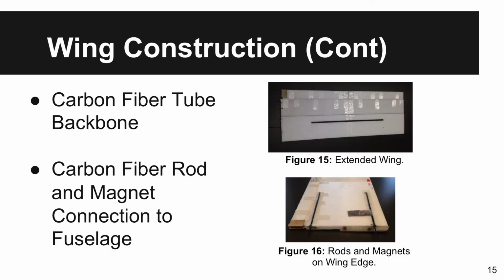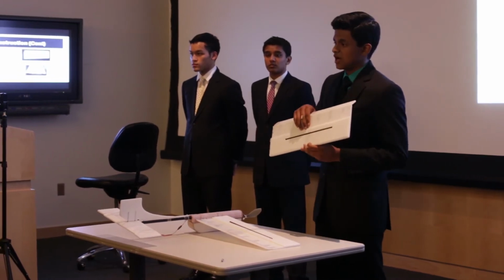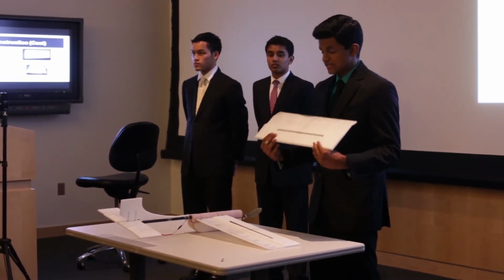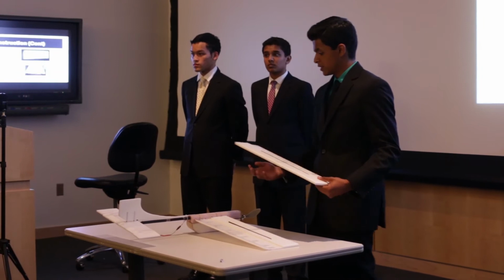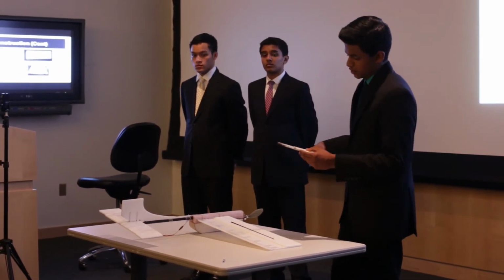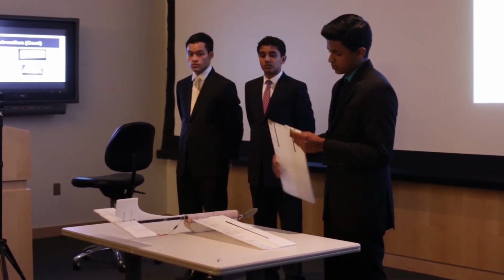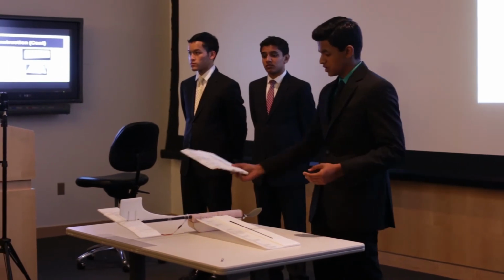As you can see here, this is the carbon fiber tube that attaches two parts of the wing. It's attached inside of a slot so that the wings can snap into place and be secure. As mentioned earlier, the carbon fiber rods and the magnets were attached inside of the wing so it would fit flush into the fuselage.